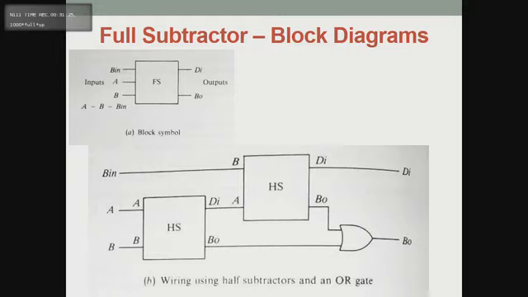Now, the bottom part is using 2 half subtractors to make a full subtractor. Using 2 halves to make a full subtractor. And of course, we've got to use an OR gate there as well. That's the key part.